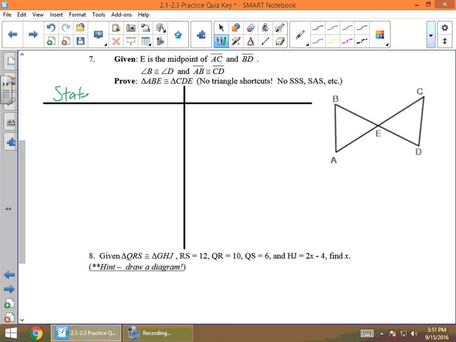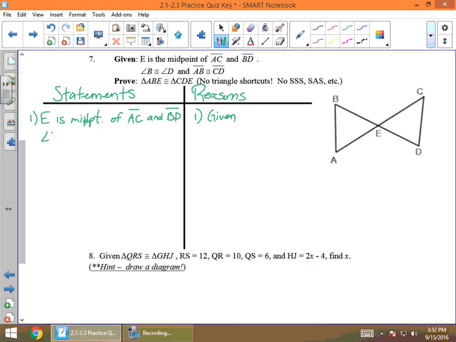Statements. Reasons. First one, E is the midpoint of AC and BD. So E is a midpoint for two different things. That's going to help me out a lot. I like that. And it's a vocab word, so I'm going to use definition of here in a second.